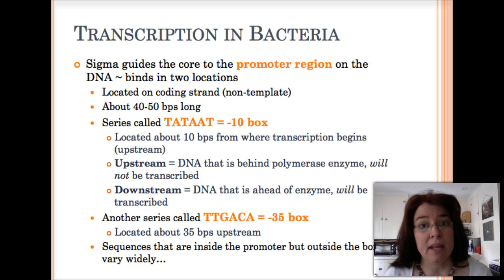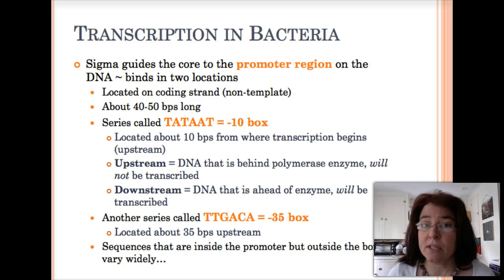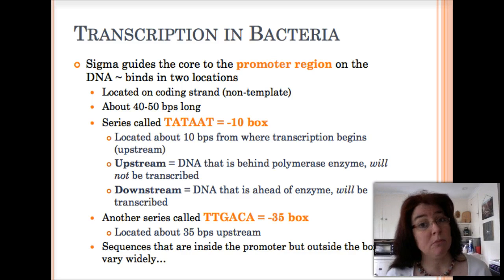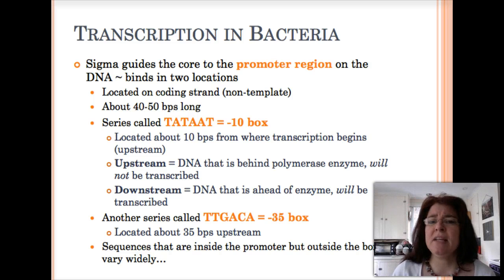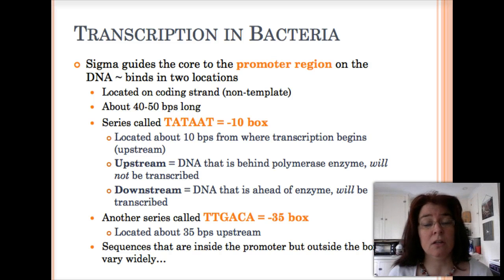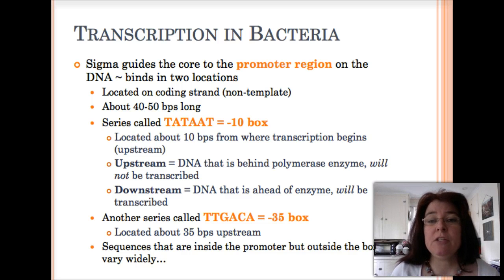This is located on the non-template strand, or the coding strand. So this is going to be on the complementary strand, not the template strand. And this promoter is going to be about 40 to 50 base pairs long. Now when we talk about DNA, 40 to 50 base pairs isn't very long. So the promoter region is a short segment of DNA.